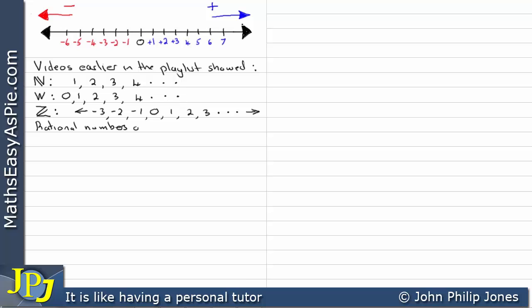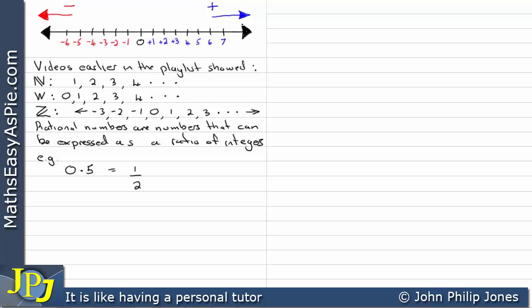Now, rational numbers are numbers that can be expressed as a ratio of integers. If we have a look at some examples here, we've got 0.5, which is 1 over 2, a ratio of integers. -4 is -4 over 1. 6.5 is 13 over 2. All of these are examples of numbers that can be expressed as a ratio of integers.